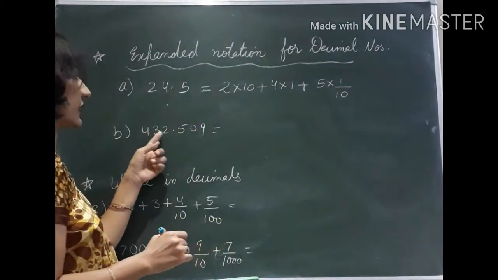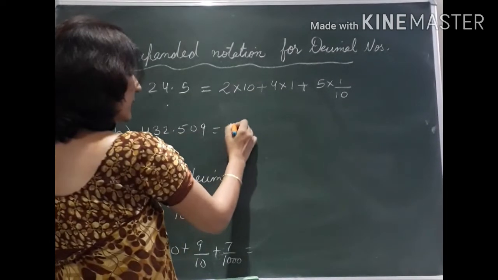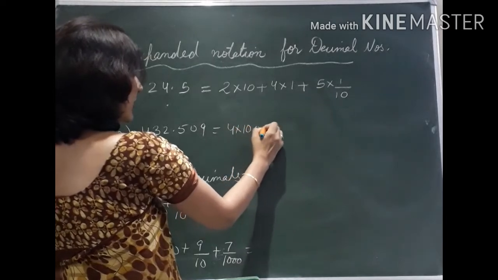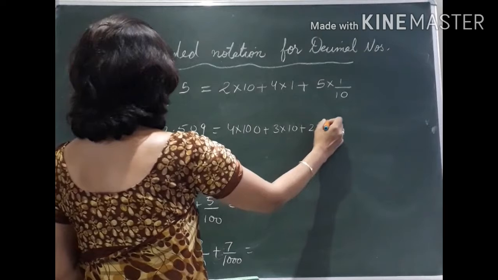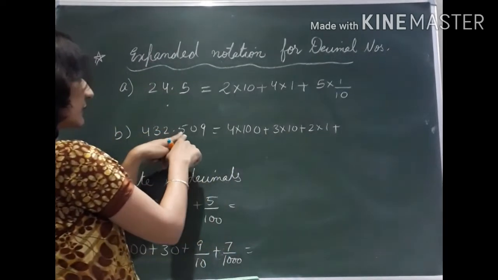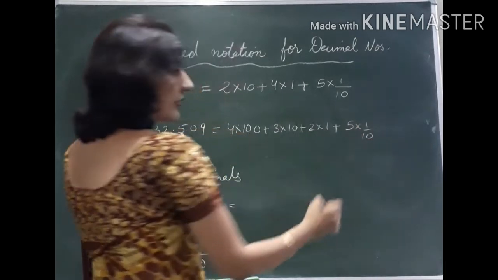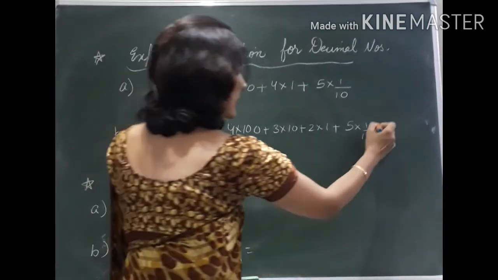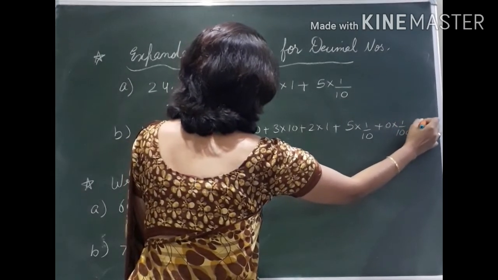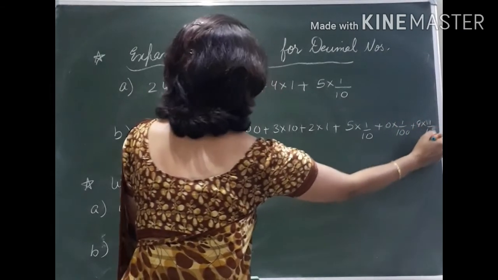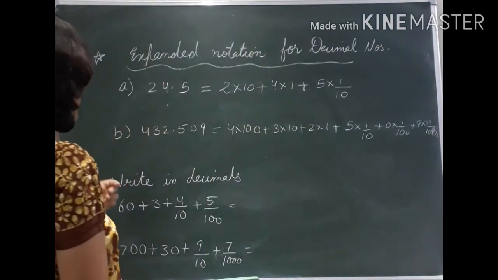Next is 432.509. 432 means 4 is at 100's place plus 3 is at 10's place and 2 is at 1's place plus. After decimal, the first place is tenths. So 5 is at tenths place, 5 into 1 by 10 plus 0 into 1 by 100 plus 9 into 1 by 1000. This is how we can do the expanded form for a decimal number.